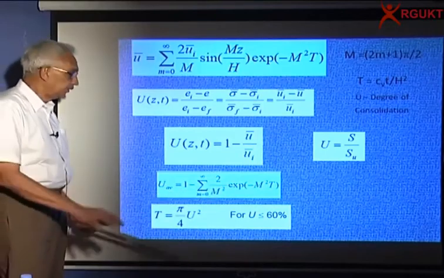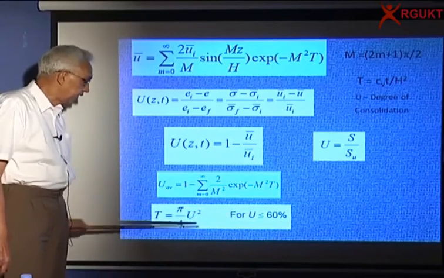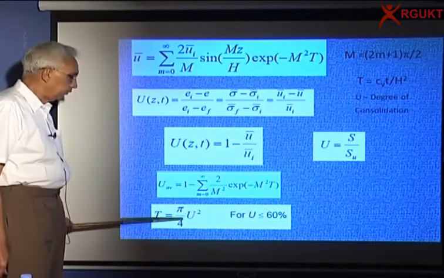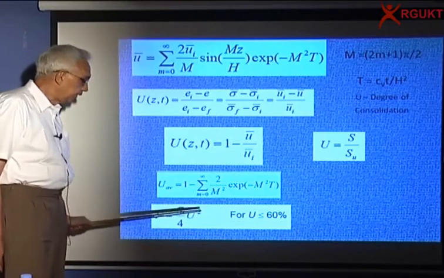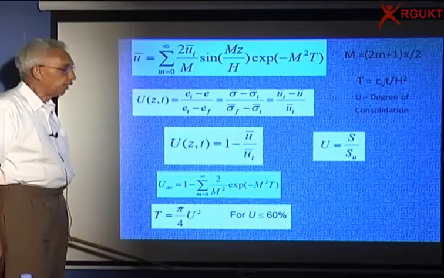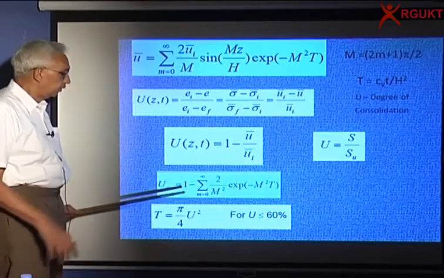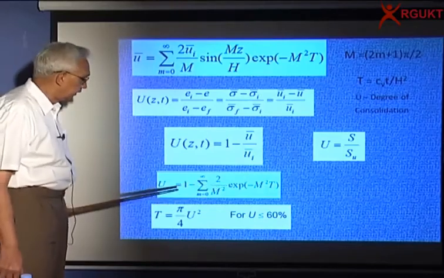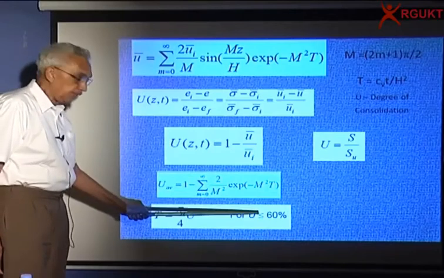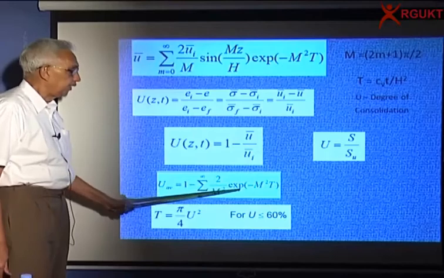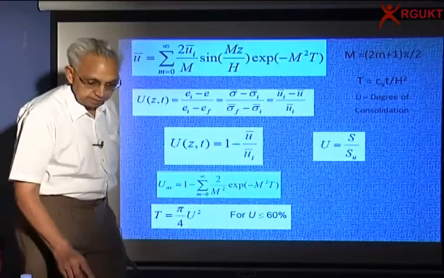For degree of consolidation less than 60%, it's a very simple equation. T is equal to pi by 4 times U squared, or U is equal to 2 root T by pi. This is something you should be able to remember. Similarly, if I neglect all the other terms, for degree of consolidation greater than 60%, it's simply 1 minus 8 by pi squared times e to the power of minus pi squared T by 4.